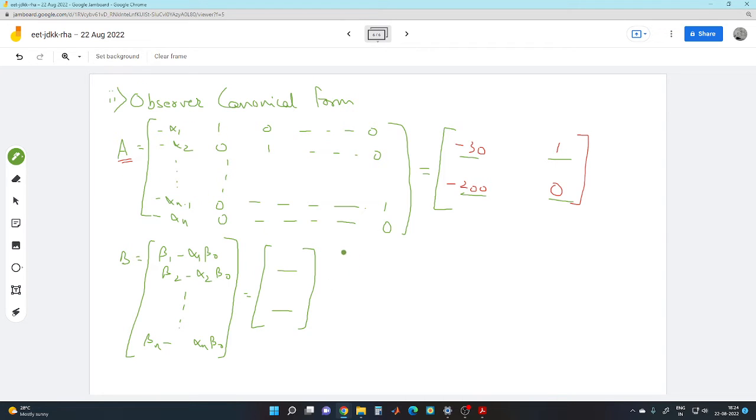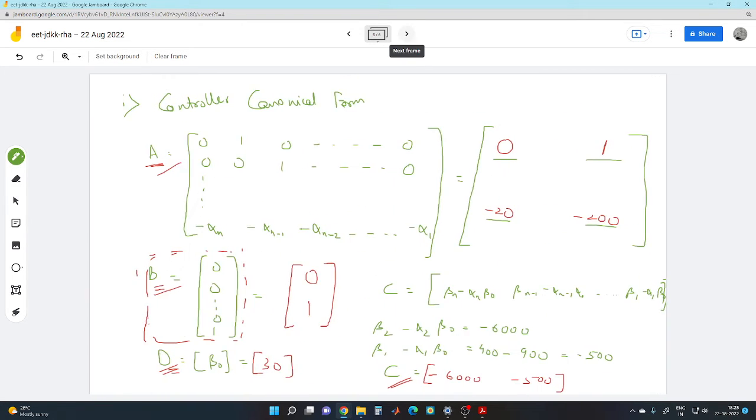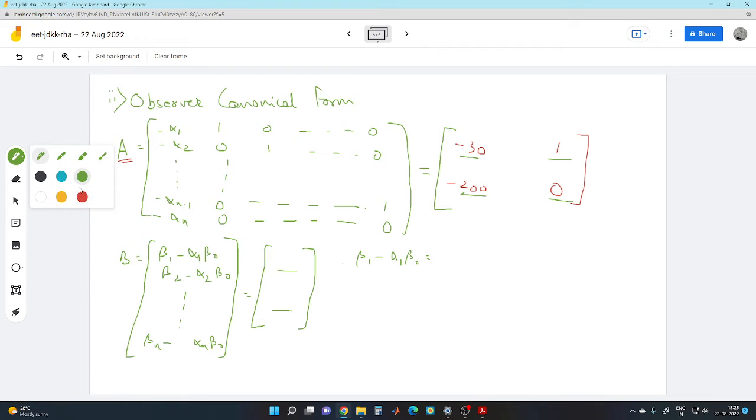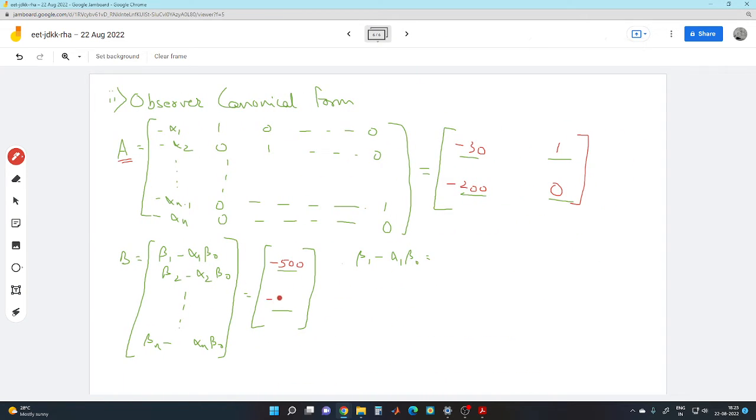Beta 1 minus alpha 1 beta naught is, we know beta 1 is 400, alpha 1 is 30, beta naught is 30. So it will become 400 minus 30 into 30, that is 900, which is the same as previously calculated here, as minus 500. So we can directly write it as minus 500. Then for the second value, beta 2 minus alpha 2 beta naught, that is also calculated here, which is minus 6000. So we have found B as well.